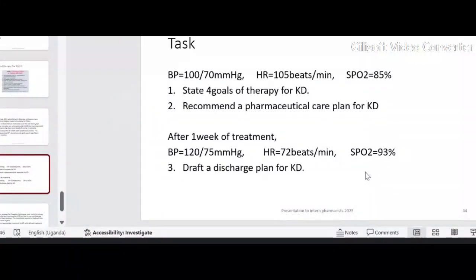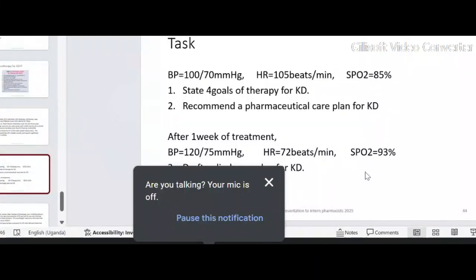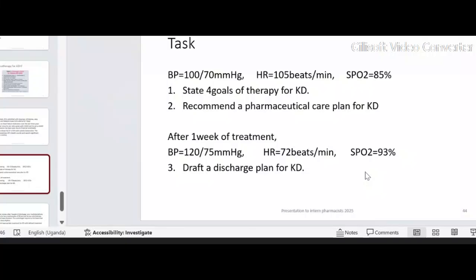Good evening, Doctor. This is Kenneth Kajumuri, an intern pharmacist at Anaka General Hospital. My next goal of therapy would be to increase the ejection fraction to above 40%. Okay, that is a good one. However, it is not very common for us to be able to increase it in a short time. What you're saying is correct, but that will happen over some time. By discharge, you might not be able to achieve that.